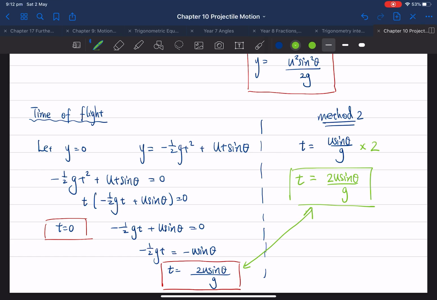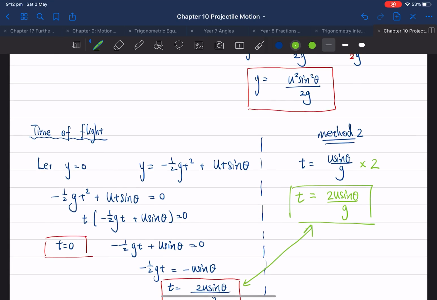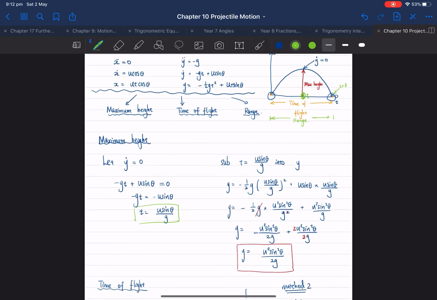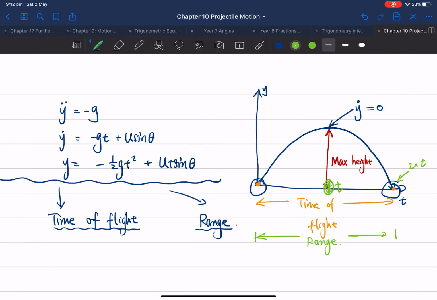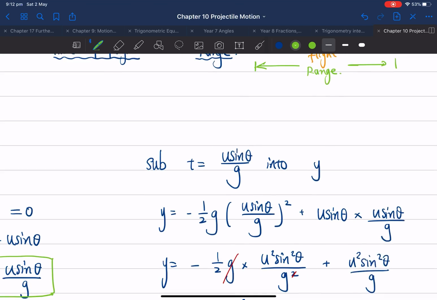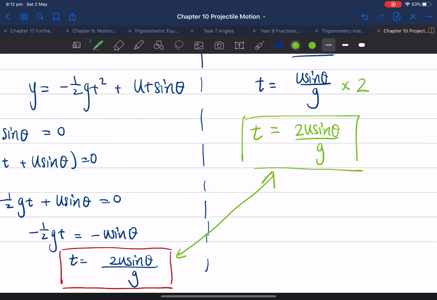As you can see, method 2 is much easier, but the problem is obviously you have to find out the time it takes to reach the maximum height first, and then multiply by 2. But is there any restriction using this method to find the time of flight? Well, yes. This method only applies to the first case projectile motion question, where you can see there's a symmetrical diagram. It does not apply to the projectile motion question where you throw something on top of a building.